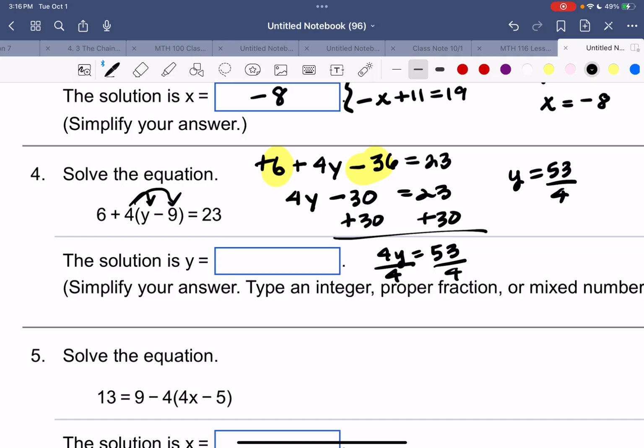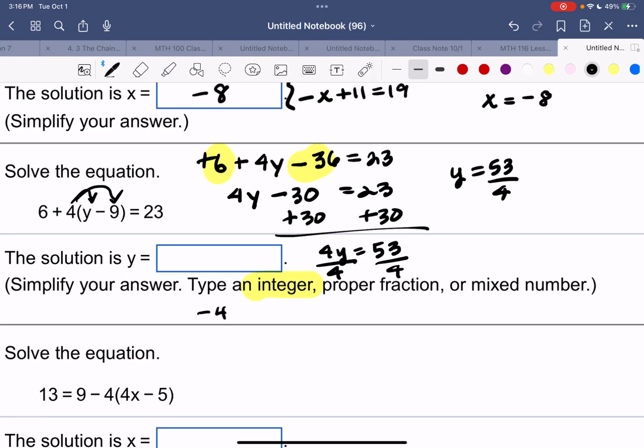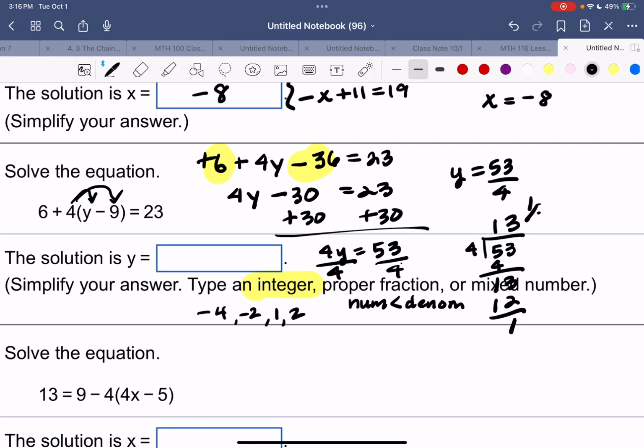And I just now realized I need to be paying attention to these instructions. Integer, that's like -4, -2, 1, 2, positive or negative whole numbers. Proper fraction, numerator less than denominator. Well, 53 over 4 is not a proper fraction. Mixed number. So 4 goes into 53 13 times. 13 times 4 is 52. 1 left over. 13 and 1/4.